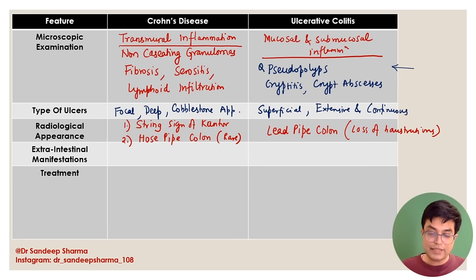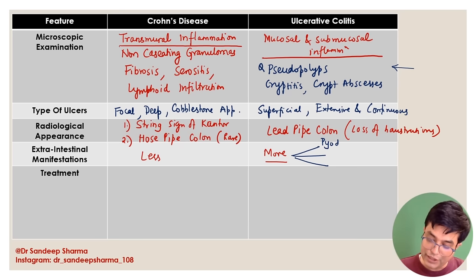Are there extra intestinal manifestations? They can occur in Crohn's disease, but they are less. They are more commonly seen in ulcerative colitis. Particularly, what are the common extra intestinal manifestations? There are three we need to remember. Patients with ulcerative colitis have a high risk of developing pyoderma gangrenosum. Particularly, pyoderma gangrenosum occurs on the lower limbs of the patient, where there is an ulcerative lesion forming with granulation tissue in the base.